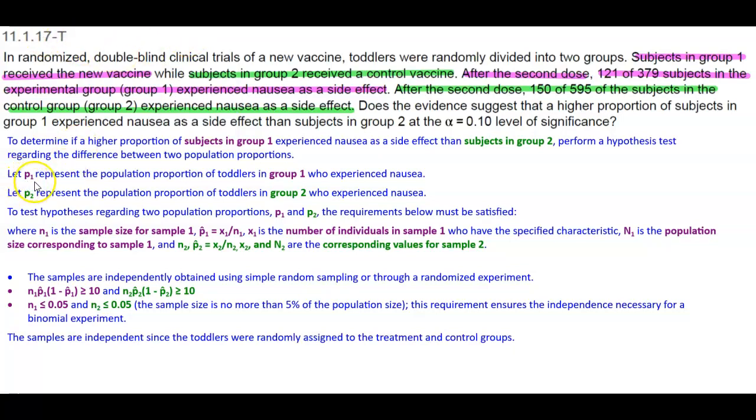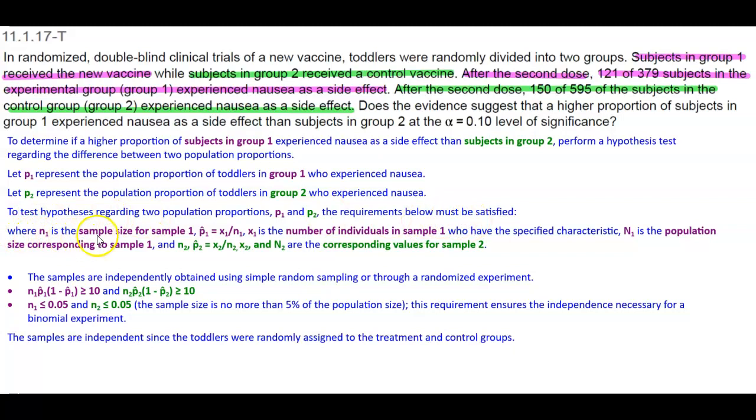So we're going to let P subscript 1 represent the population proportion of toddlers in Group 1 who experience nausea. We're going to let P2 represent the population proportion of toddlers in Group 2 who experience nausea. To test hypotheses regarding two population proportions P1 and P2, the requirements below must be satisfied.